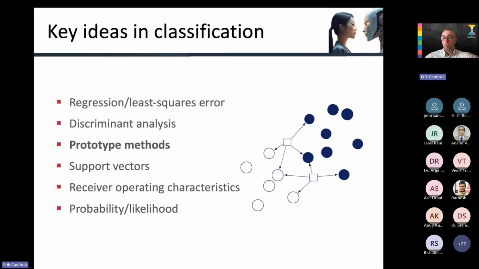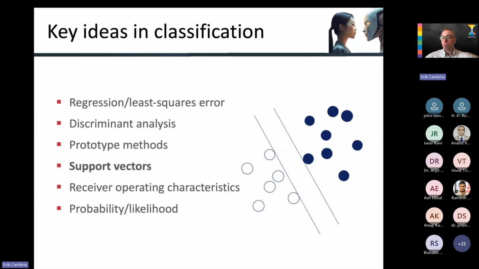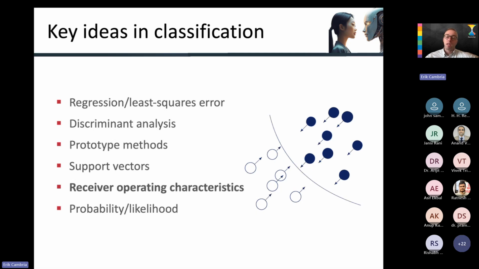Prototype methods are also very useful. We're going to see them later when we talk about KNN. Support vector machines are also a very useful way of classifying data, especially when I have to do binary classification. This has been the state of the art for more than 10 years before neural networks became popular again. And then there are a few more.